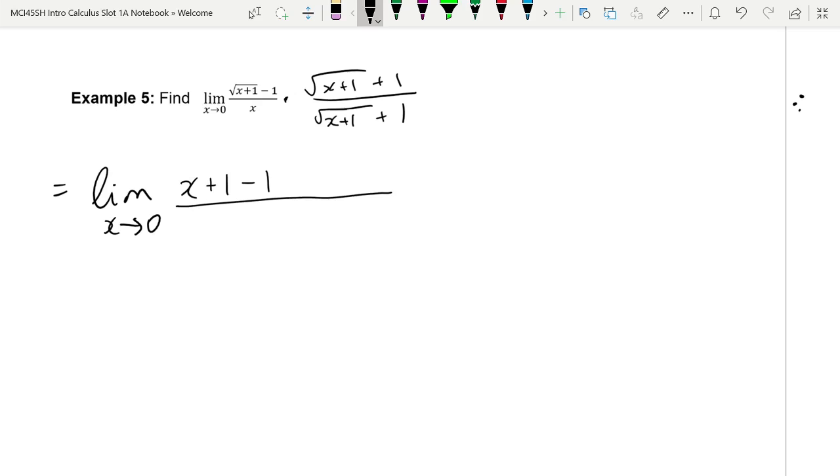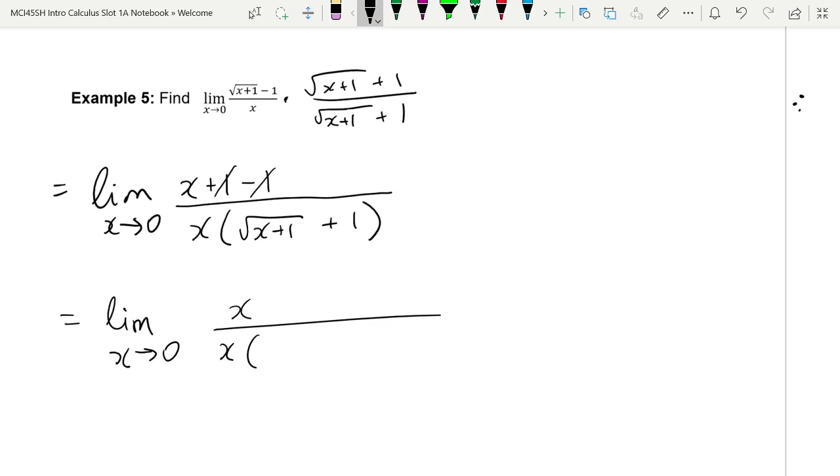And I'll leave the denominator in kind of a factored form. I won't bother multiplying it out, and you'll see why in a second. Maybe you can already see why there's no point in multiplying it out. What's about to happen here? 1 minus 1 cancels. So I'm going to get the limit as x approaches 0 of x over x, and then this denominator, which is the limit as x approaches 0 of 1 over.